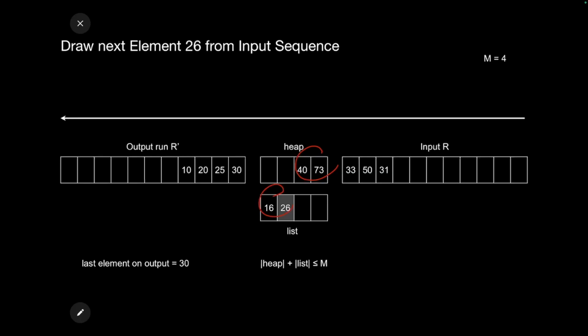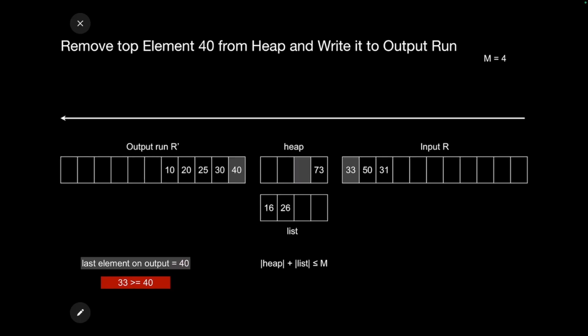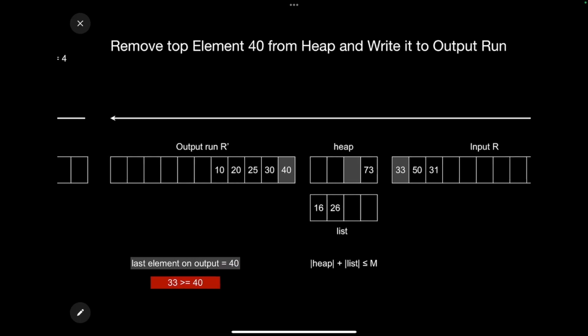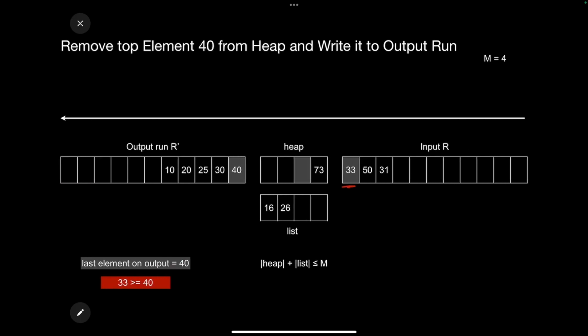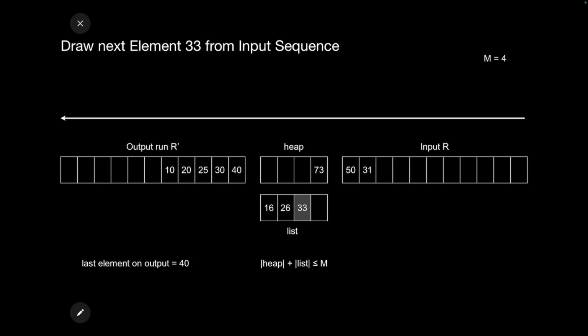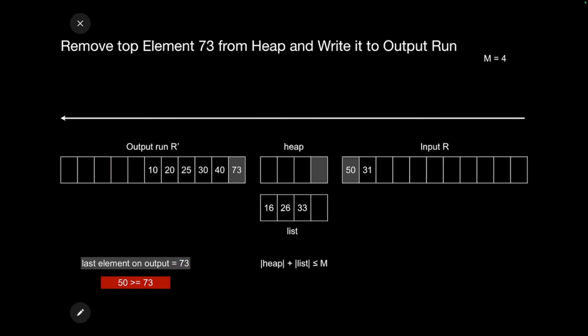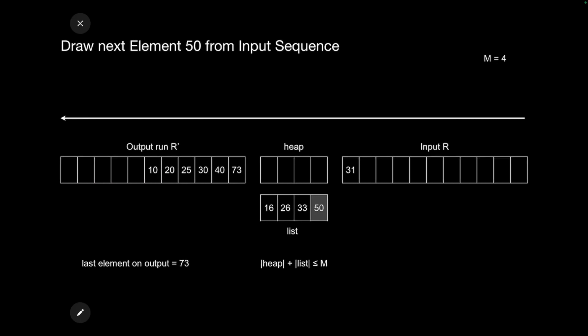Next up is 40 to be sent to the output. Here we go. Now we draw 33. Again, that's smaller than 30, will be added to the list. Next up, 73 to be sent to the output. Now we draw 50 from the input, again smaller. So we send this to the list, the heap is empty. At this point, the run is closed.